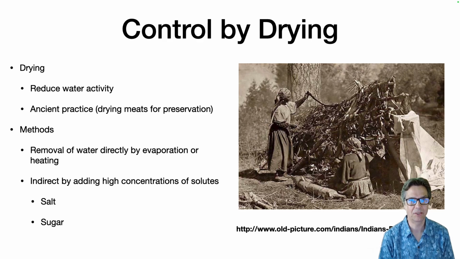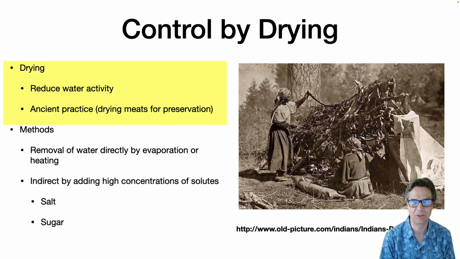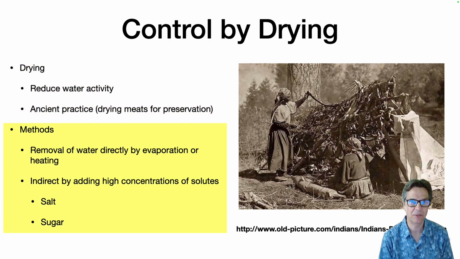An ancient practice for food preservation is drying. Drying reduces the water activity of the food and has been used for millennia to preserve meat. Water is made unavailable by evaporation or heating. Adding sugar or salt to a product, such as salted meats or sugar in jellies, can also reduce water activity. When you do this, then the bacteria or other microbes cannot grow in the food.